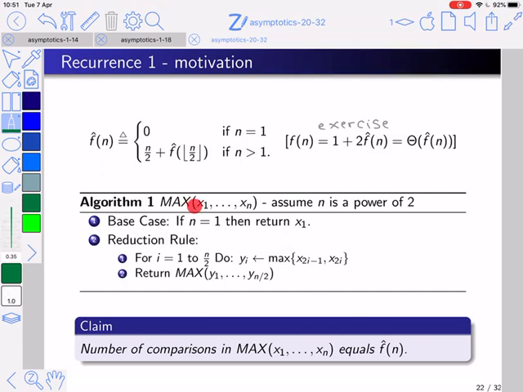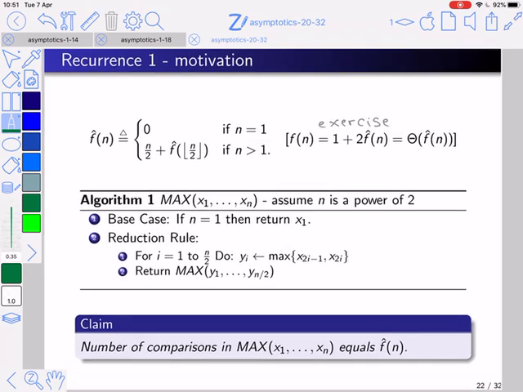Consider the following algorithm that computes the maximum of n numbers, and let's assume that n is a power of 2. Okay, the base case: how do we compute the maximum of n numbers? Well, if n is 1, if we're given a single number, then the maximum is simply the first number, the only number. The reduction rule: if you have more than one number, and again, we're talking about a power of 2, then you take pairs of your numbers.